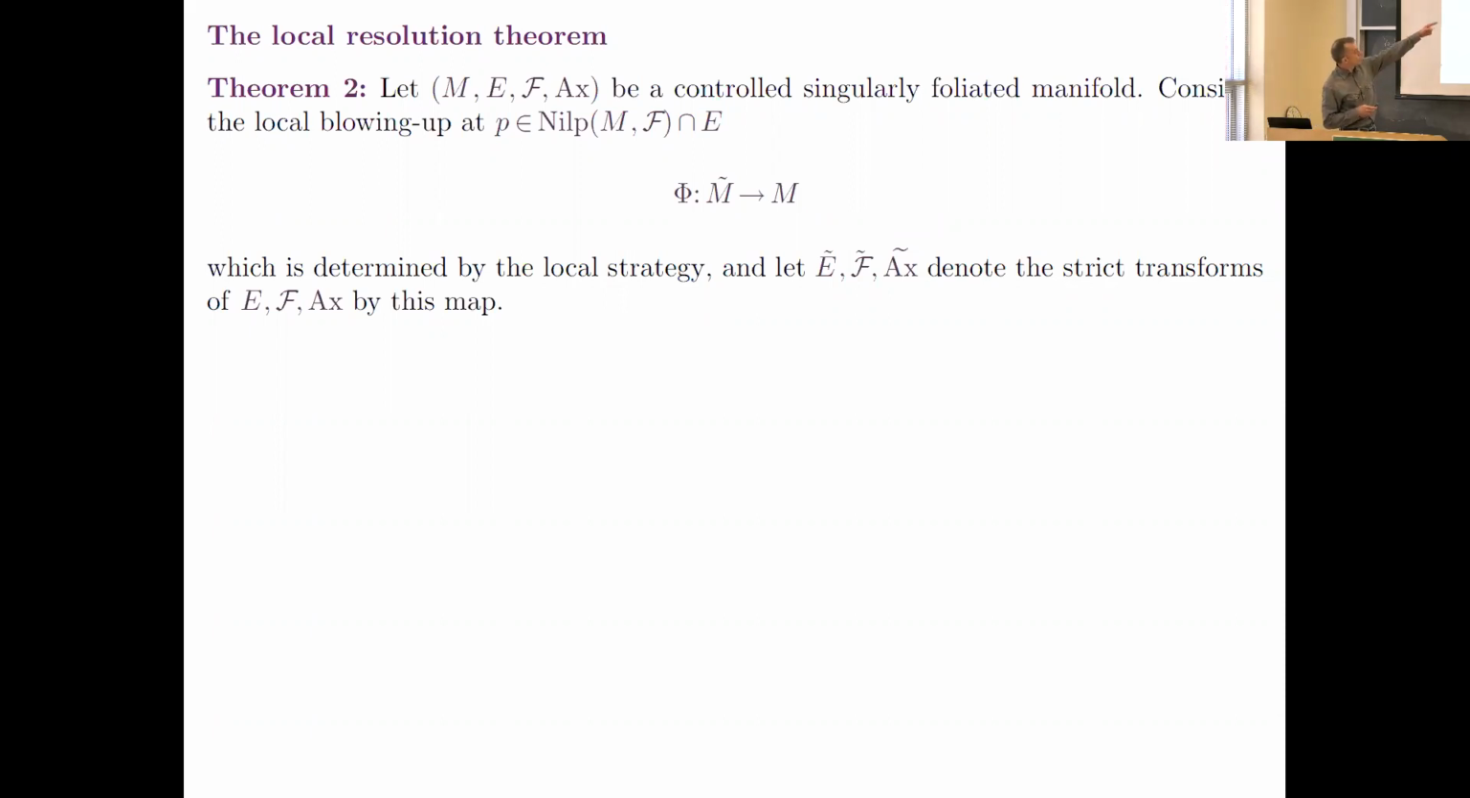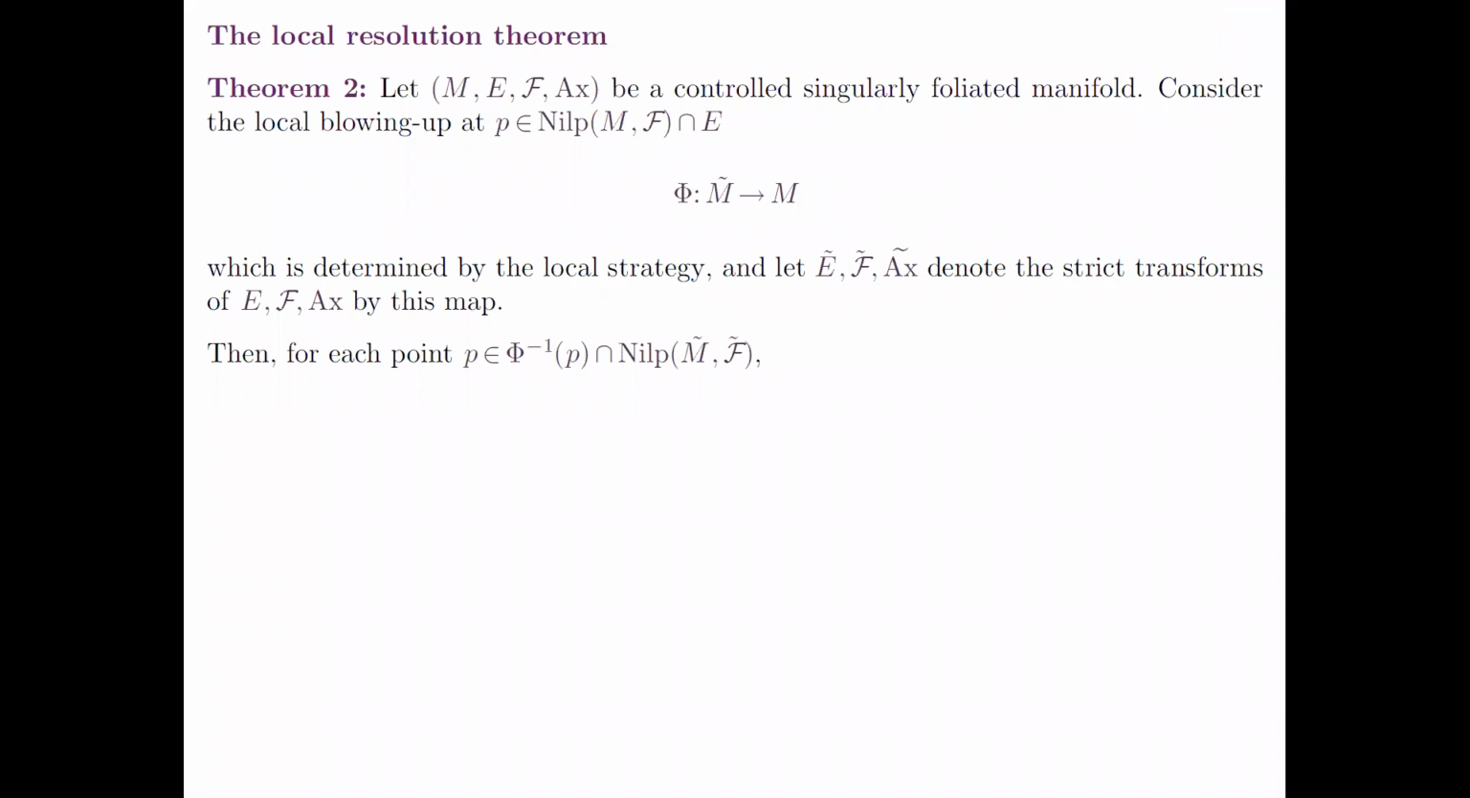And then the divisor, of course, is just the total transform of the preceding divisor, where you add a new component corresponding to the inverse image of the center by phi. Okay. So if you make this, I claim that.